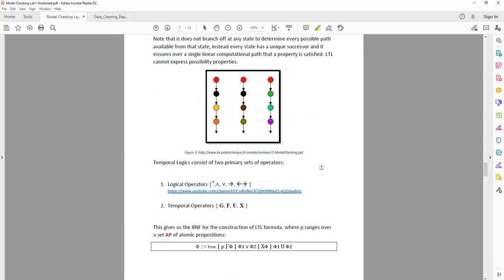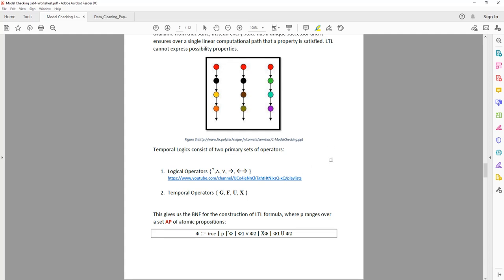Temporal logic consists of two primary sets of operators. Logical operators, which we've seen in the previous lab with our decision diagrams, decision trees and Boolean logic. So we have our not operator, and, or, implies, and double implies, if and only if. You can find these at our link again on the SCCE YouTube channel at this playlist. But what we want to focus on is our temporal operators, which are denoted by G, F, U, and X. These are symbols that represent what they do.